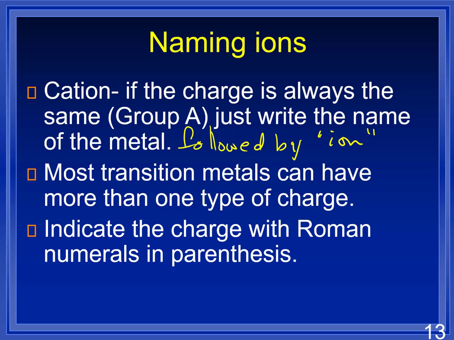So my example was cobalt. Sometimes it's a 2+, sometimes it's a 3+. If it's a 2+, I would call that the cobalt(II) ion.